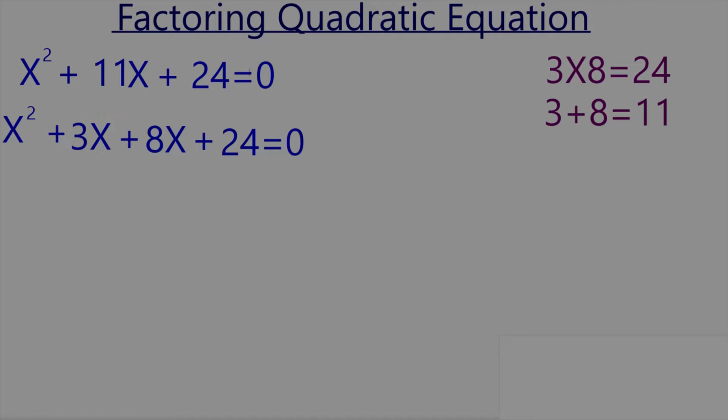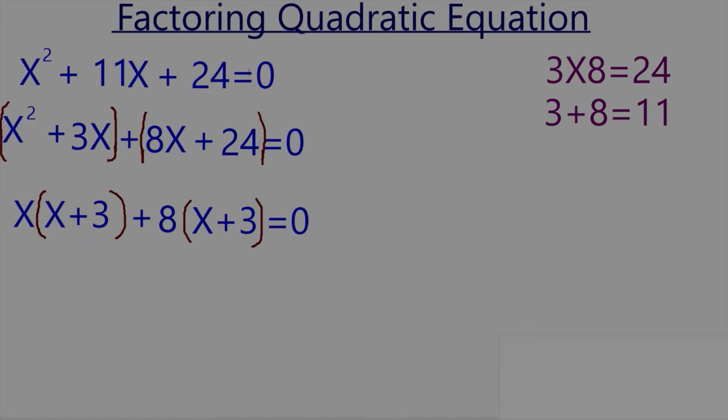We now need to group the terms separately. For the first bracket, we use x for the multiplier, because x times x gives x squared, and x times 3 gives 3x. Similarly, for the second bracket, we have x plus 3 in this bracket and 8 outside, multiplying by everything inside the bracket, because 8 times x gives 8x, and 8 times 3 gives 24.